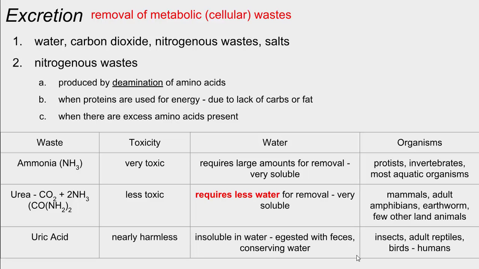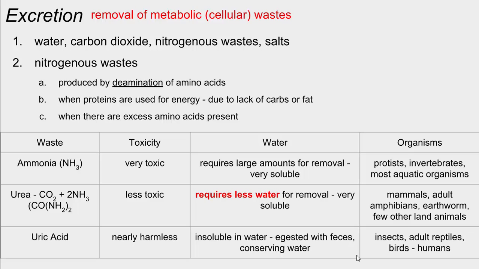The third way that some organisms get rid of this nitrogen waste is by transforming it into uric acid. Uric acid is the least toxic. However, it's not soluble in water, so it can't be removed like in urine. These organisms typically move this uric acid into their feces and then excrete it from there.